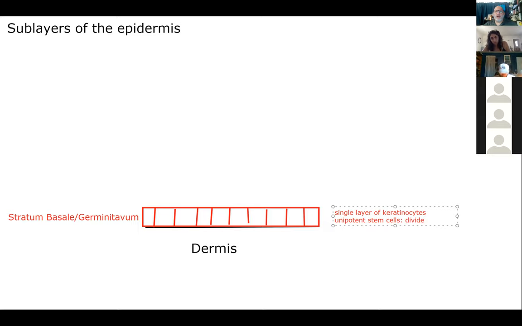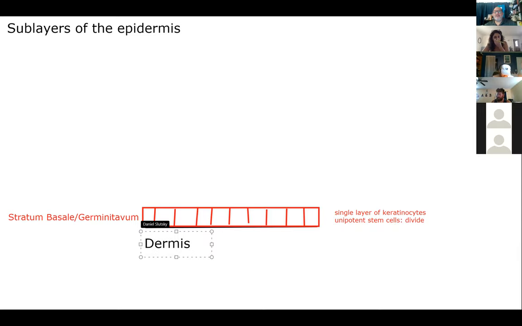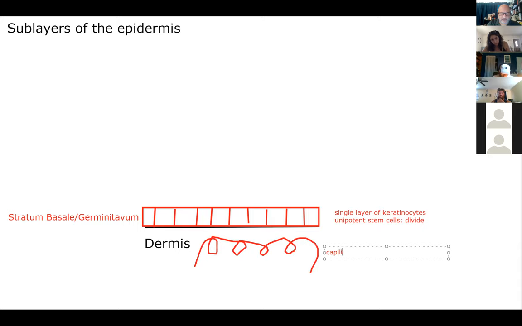And remember, our epidermis is made up of an epithelial tissue, and it is avascular. However, here in the dermis is where we're going to have all the capillaries. And those capillaries are going to be able to give nutrients to this layer because it's the closest. So it's going to get the most nutrients, the most oxygen, the most resources, because as we know, dividing requires a tremendous amount of energy, a tremendous amount of resources.